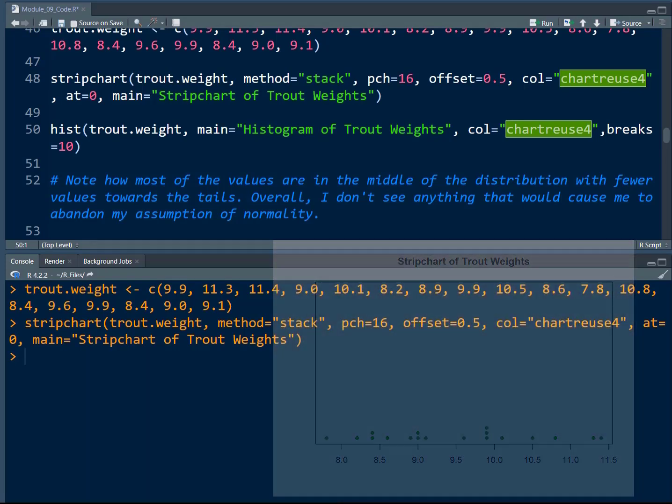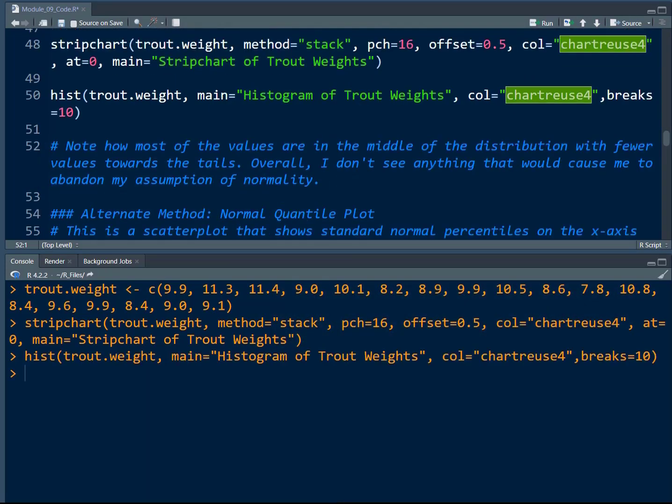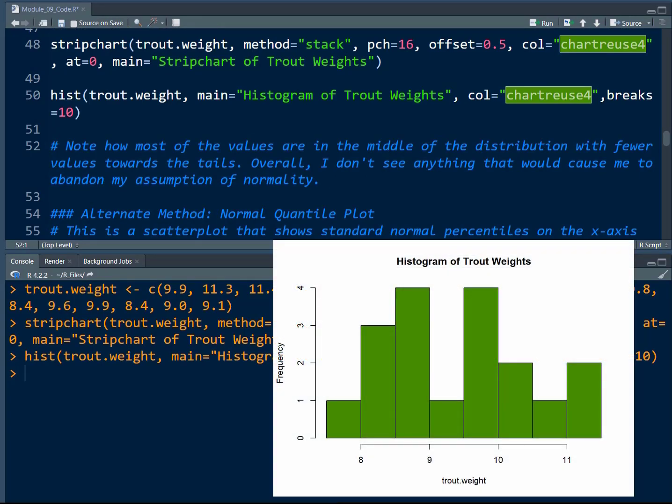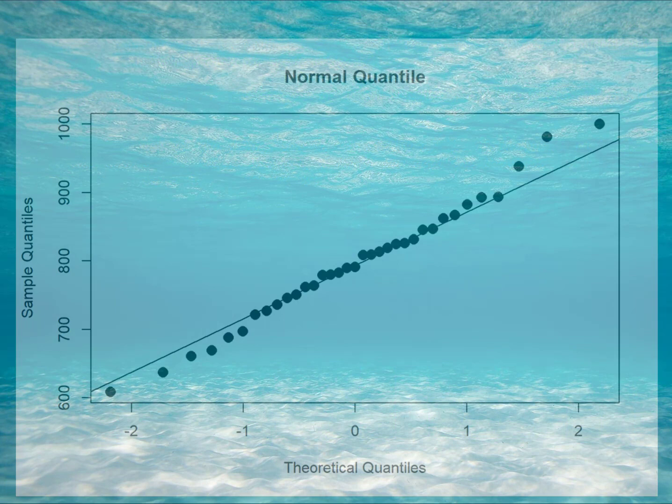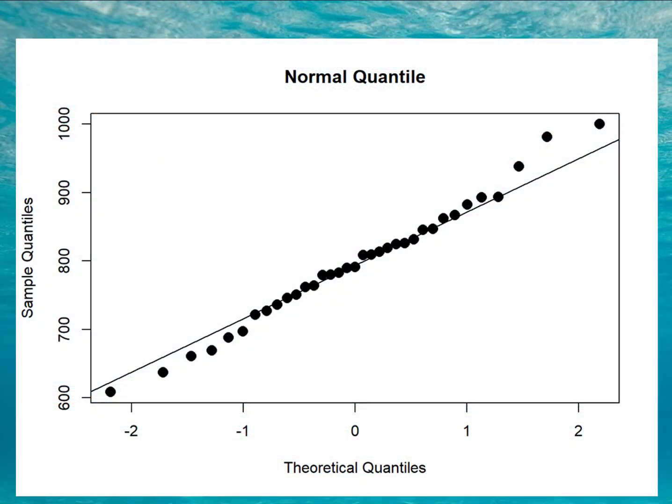Let's also construct a histogram just to get a different take on the sample. Well, the histogram doesn't exactly look normal, but remember, the sample is only a small slice of the population. I mean, here there are only 18 values, and the majority of them still fall within the middle of the histogram. So again, I'm not seeing anything here that makes me think that this sample might not be coming from a normal population.